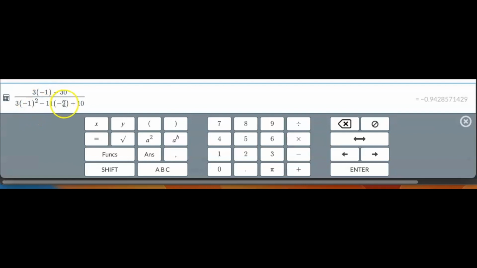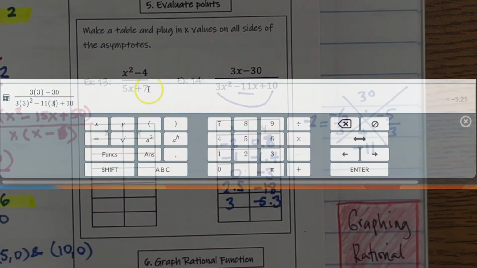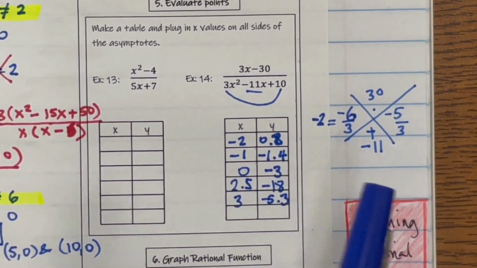Then I'm going to change that to negative 1 for the next point. Round to the nearest tenth. Then change that to 0 for the next point. Round to the nearest tenth. Then change that to 2.5 for the next point. So everything in the parentheses is 2.5. Then round. Then the last one, 3. Then round to the nearest tenth. It gives us a rough idea of what it looks like.